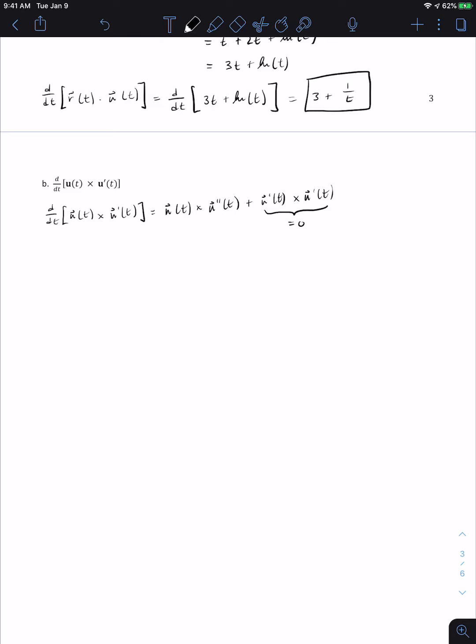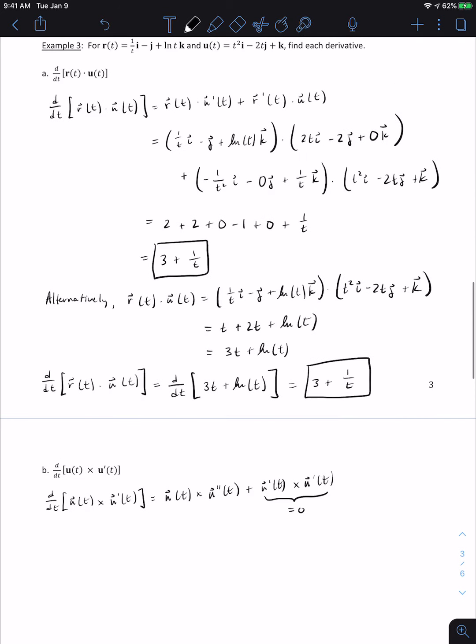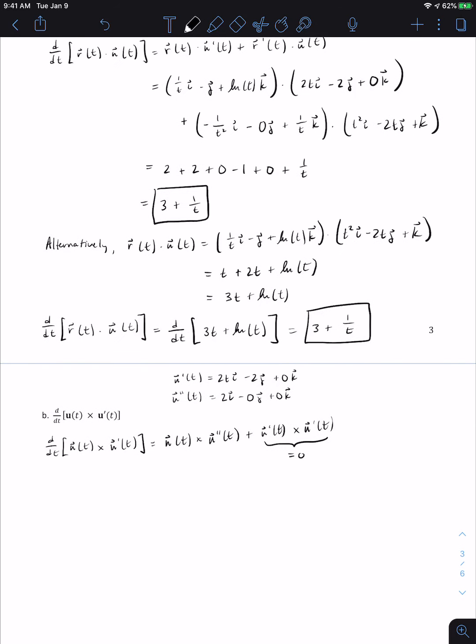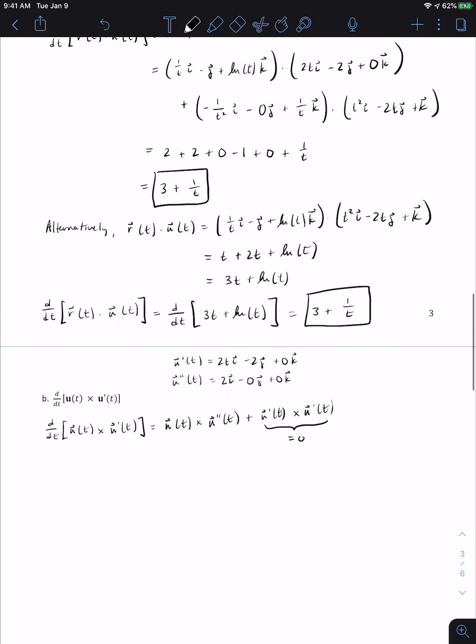So we need u of t cross u double prime of t, so we should probably find u double prime of t. u of t is given right up here, so let's find u prime of t. u prime of t is going to be 2ti minus 2j plus 0k. That means u double prime of t is the derivative of that, so that's 2i minus 0j plus 0k. Once again, that's a lot of zeros, so this cross product is going to be relatively easy.